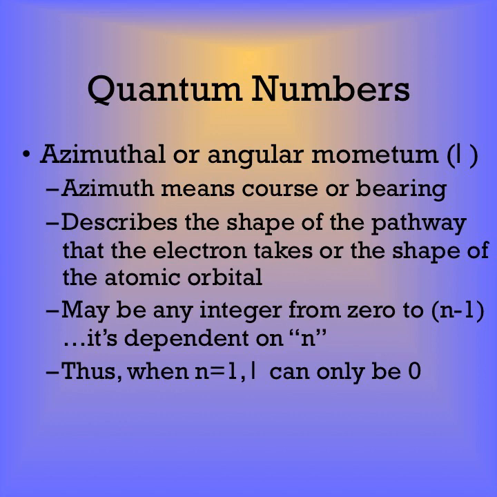It is dependent upon N. It's dependent, in other words, upon where in relation to the nucleus this course is. So when N equals 1, L can only be 0 because it can range from 0 to N minus 1. But let's say N were 7. That means L can be 0, 1, 2, 3, 4, 5, and 6.